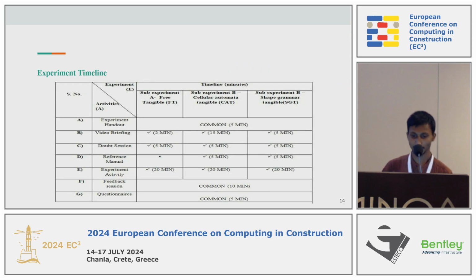Okay, so this is how the protocol of the experiment is designed. We provide them an experiment handout. As I initially mentioned, there are 3 activities: one is free tangible, one is cellular automata, and one is shape grammar. The handout is printed material. They go through it, then we have a video briefing to explain the technique, and then a doubt session.